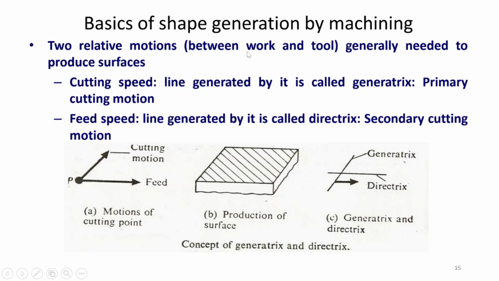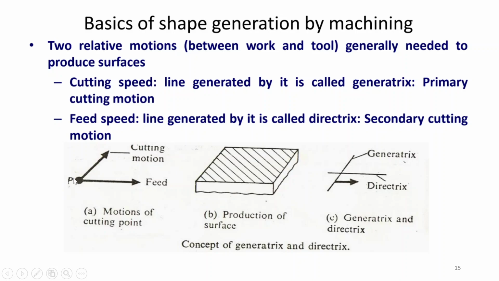So based on those, there are two relative motions between work and tool generally needed to produce surfaces. First is cutting speed. It is the line generated, called the generatrix, and it is the primary cutting motion. Second is feed speed. It is the line generated, called the directrix, and it is called the secondary cutting motion.